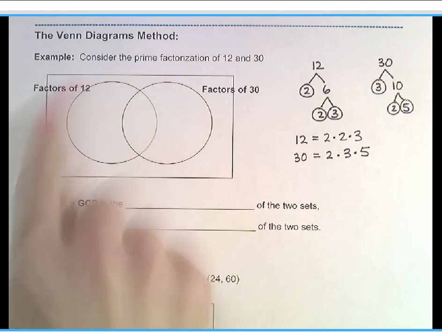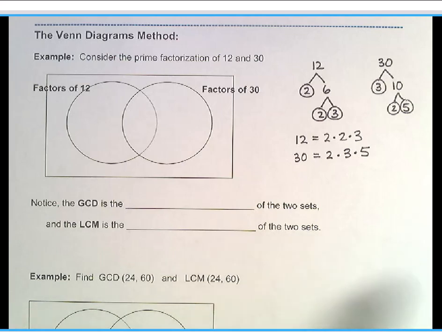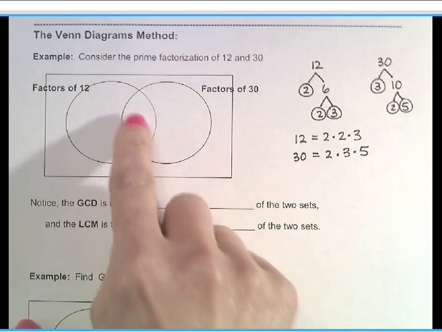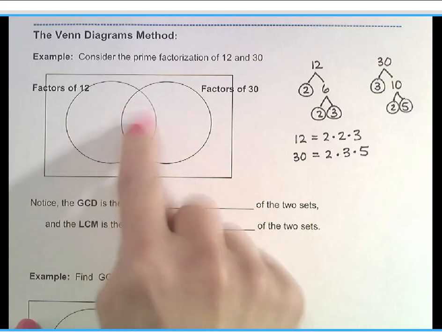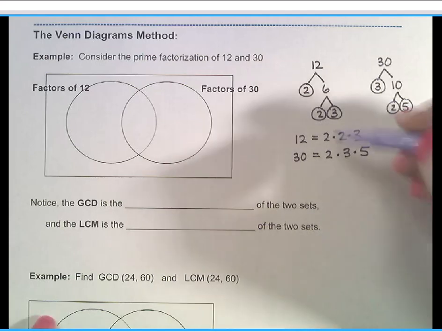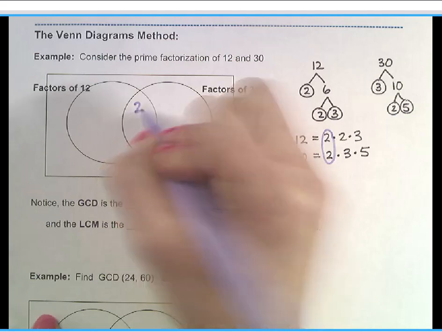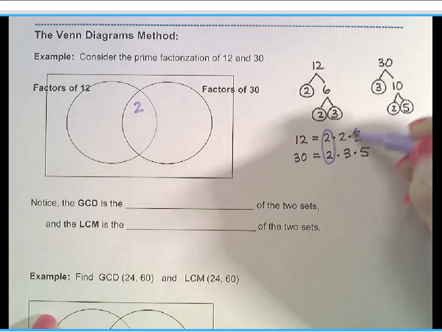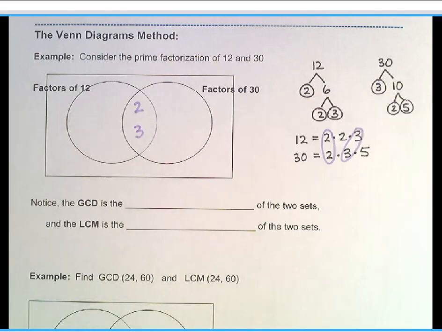So if I want to arrange the factors of 12 in the left circle and the factors of 30 in the right circle, then what I need to do is consider which factors would go in the intersection and which ones would not be in the intersection. So if we look for the common factors, they have a 2 in common, so I can put 2 here. And they also have a 3 in common, so I can put 3 in the intersection like that.